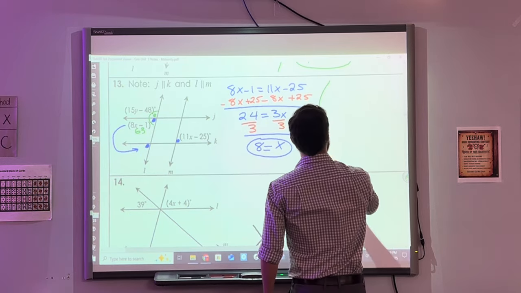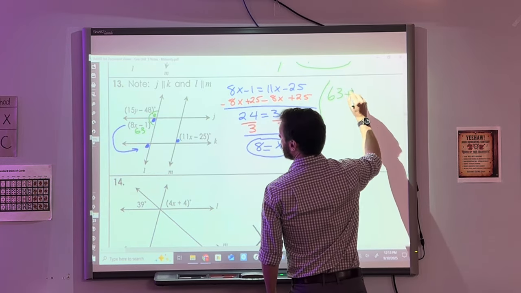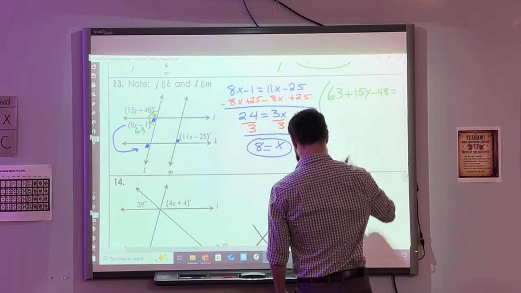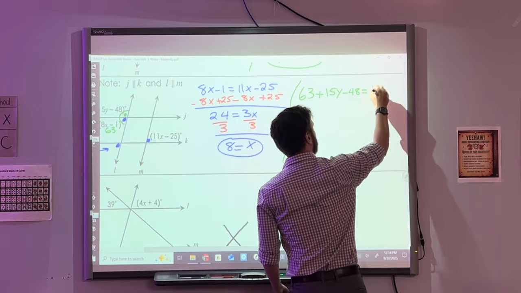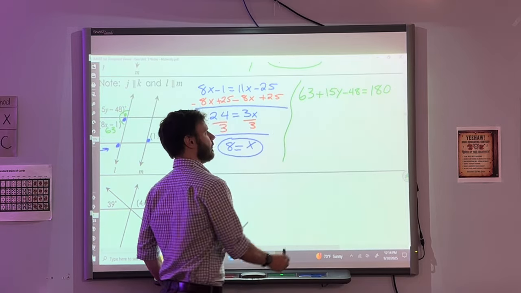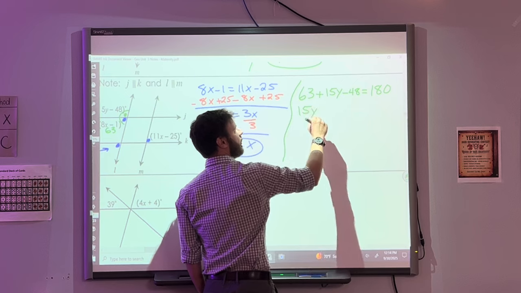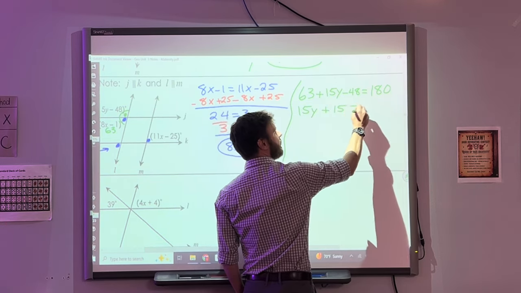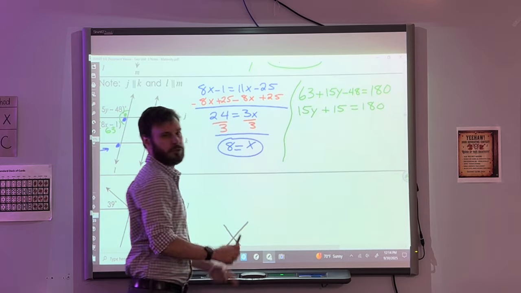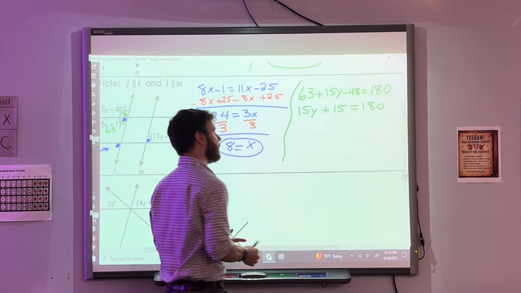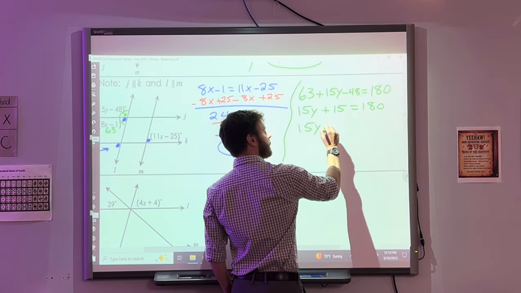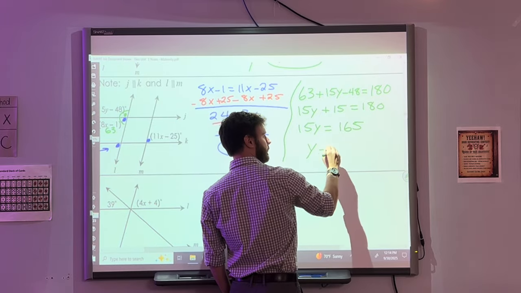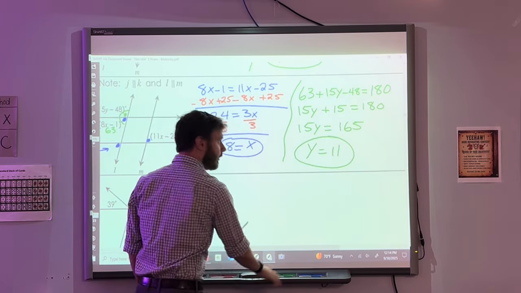So here's my equation, 63 plus 15y minus 48 together. They make 180. 15y goes out front. 63 take away 48. Okay. Subtract and divide. Subtract 15. Divide by 15. And there we go.